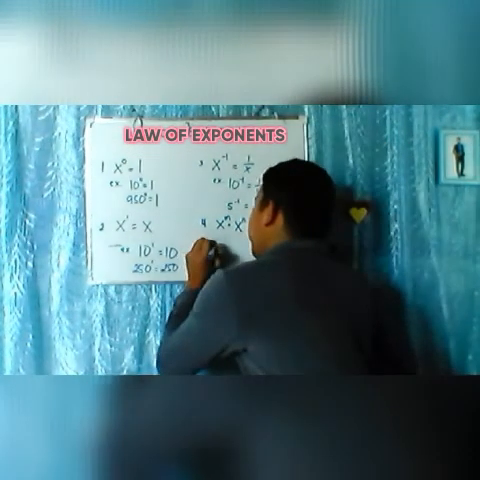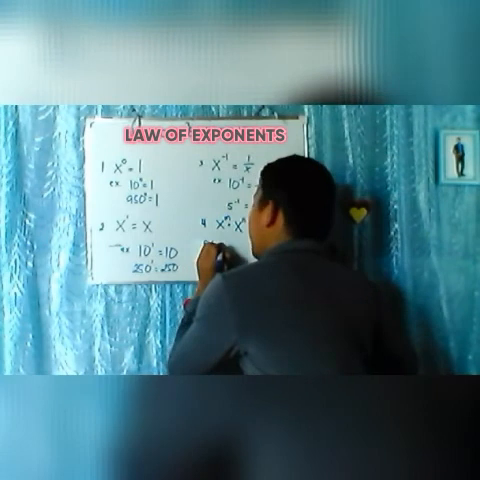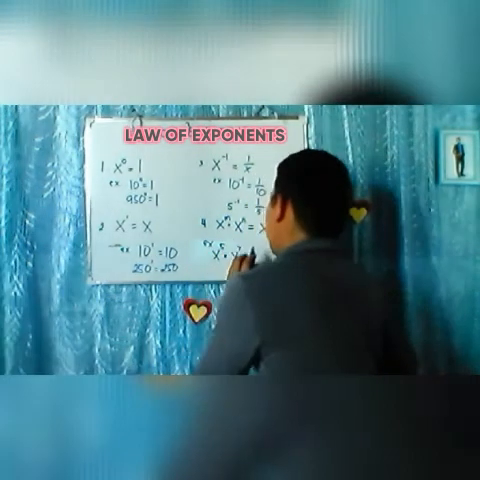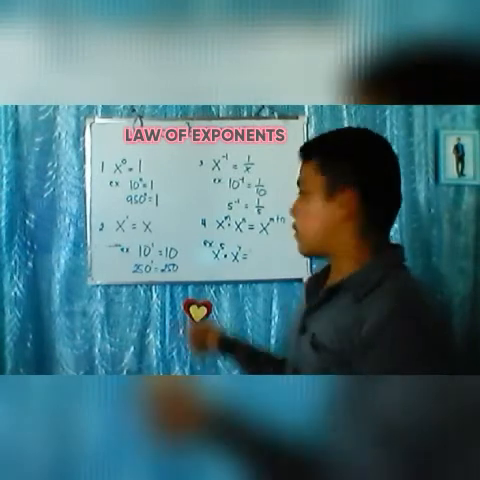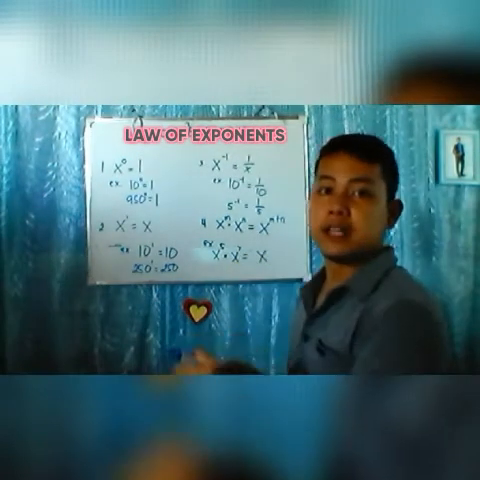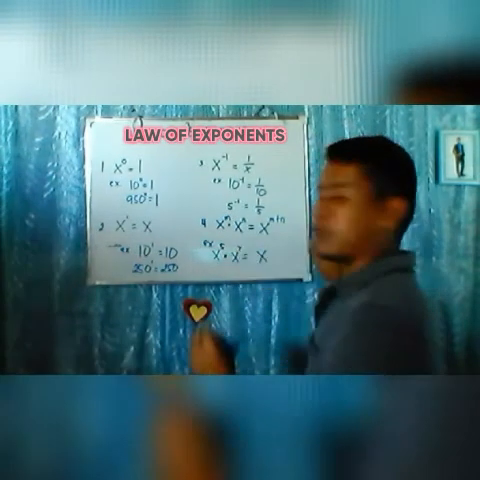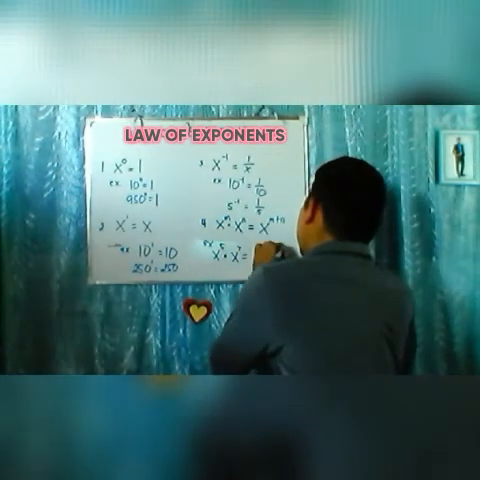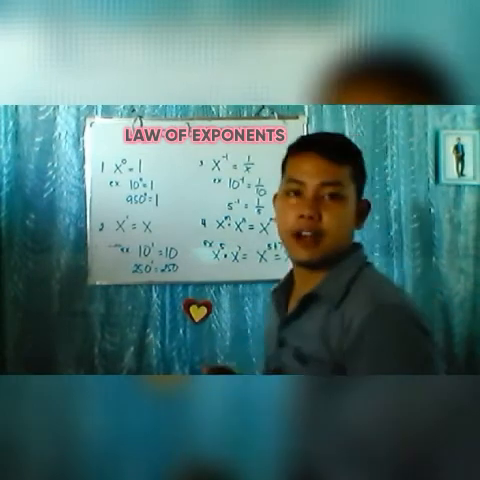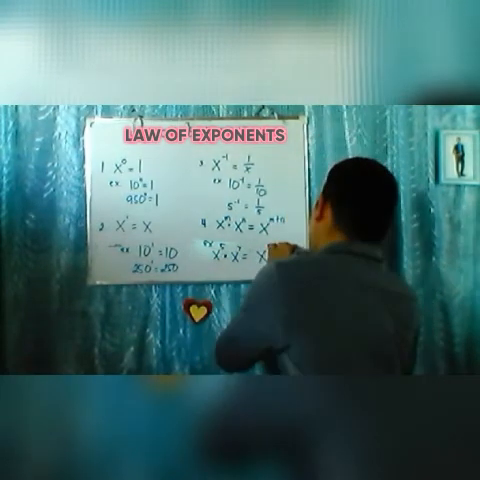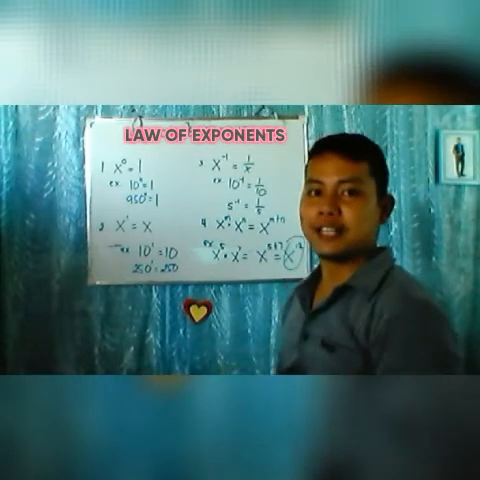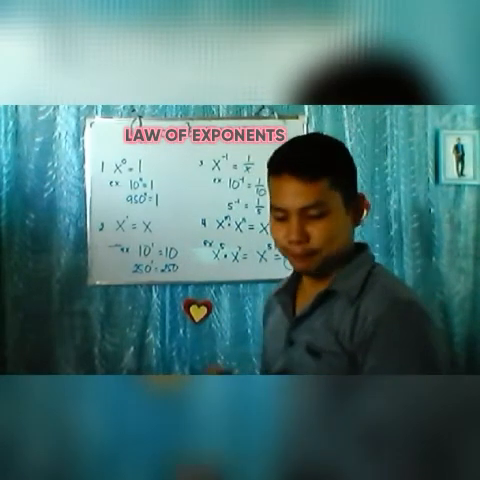For example, x raised to the power of 5 times x raised to the power of 7 is equal to how much? Okay, so again, just simply copy the variable x, then the exponent, just simply add. The exponent is 5 and 7, so 5 plus 7. So therefore, your final answer is x to the power of 5 plus 7, how much? Very good, it's 12. So it is very simple, right? Okay, let's proceed to the next law of exponent.